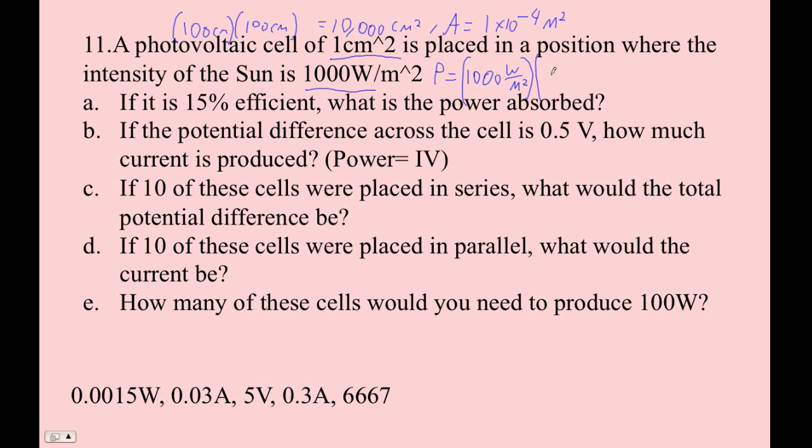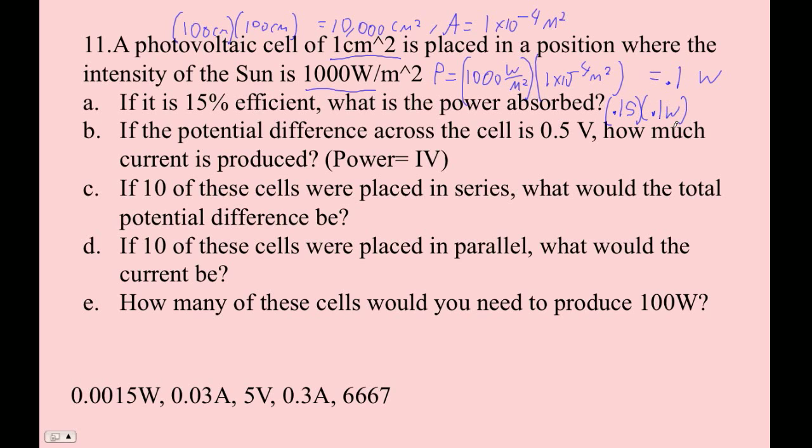This is like the little solar cells on a calculator, times 1 times 10 to the minus 4th square meters. So that is 0.1, and that 0.1 is watts, right? So if it's 15% efficient, what is the power absorbed? Well, that's going to be 0.15 times 0.1 watts. I multiply that by 0.15, and I get 0.015 watts.